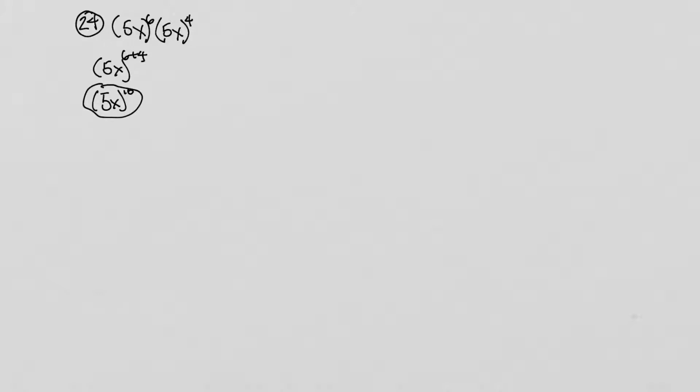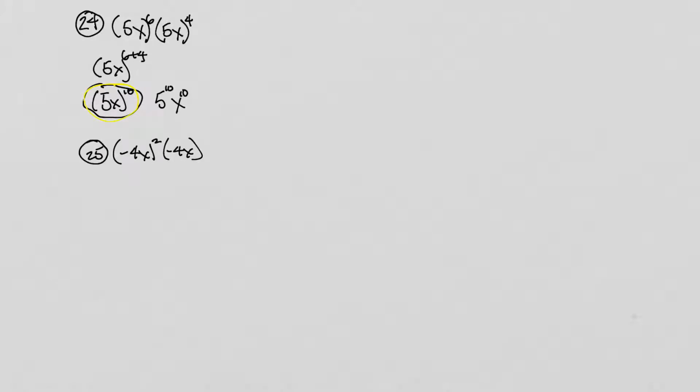Or I could actually do this. Since it's a multiplication inside, I could distribute that. I don't think that's what the book has in mind for us doing here. 5 to the 10th, x to the 10th. Probably not. I think this one here is probably good enough.